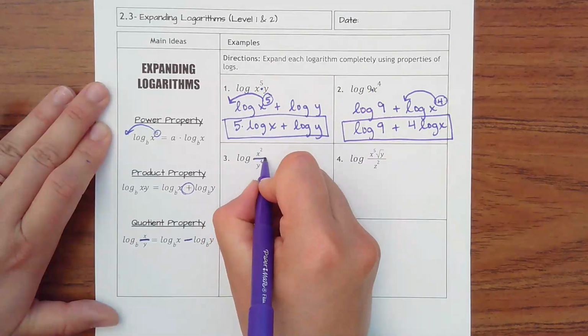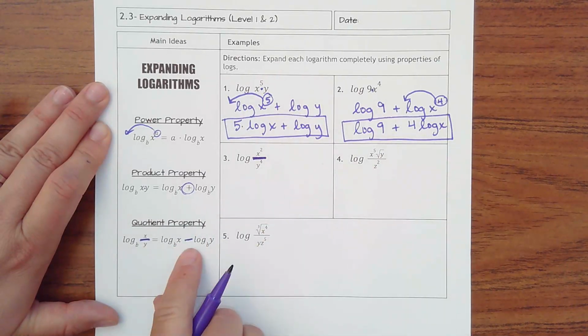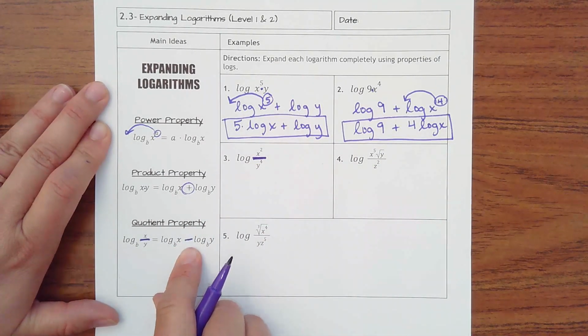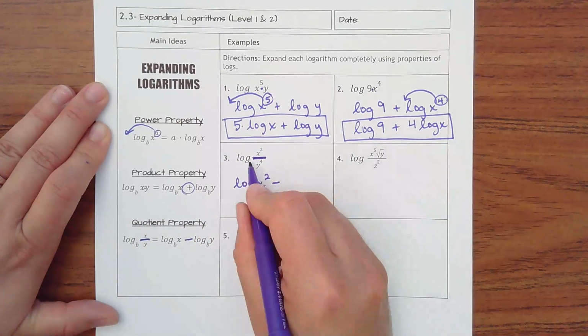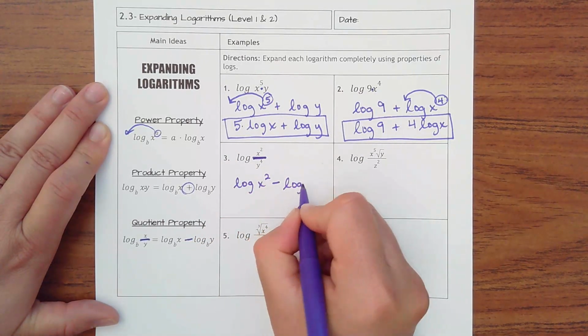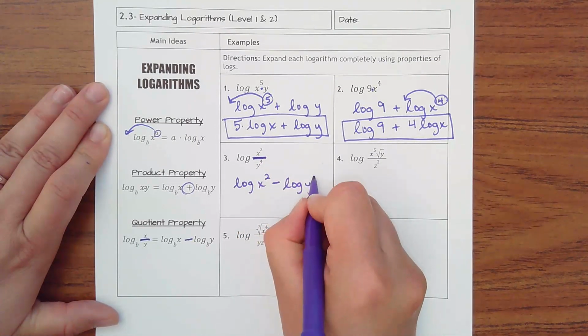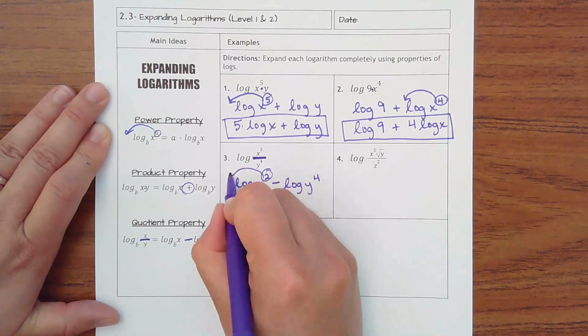Number 3 has division, so we know that we're going to separate them into two logs with subtraction. So it'd be log of x squared minus log of y to the 4th. Make sure you go numerator, then denominator. Take your powers, move them into the front.